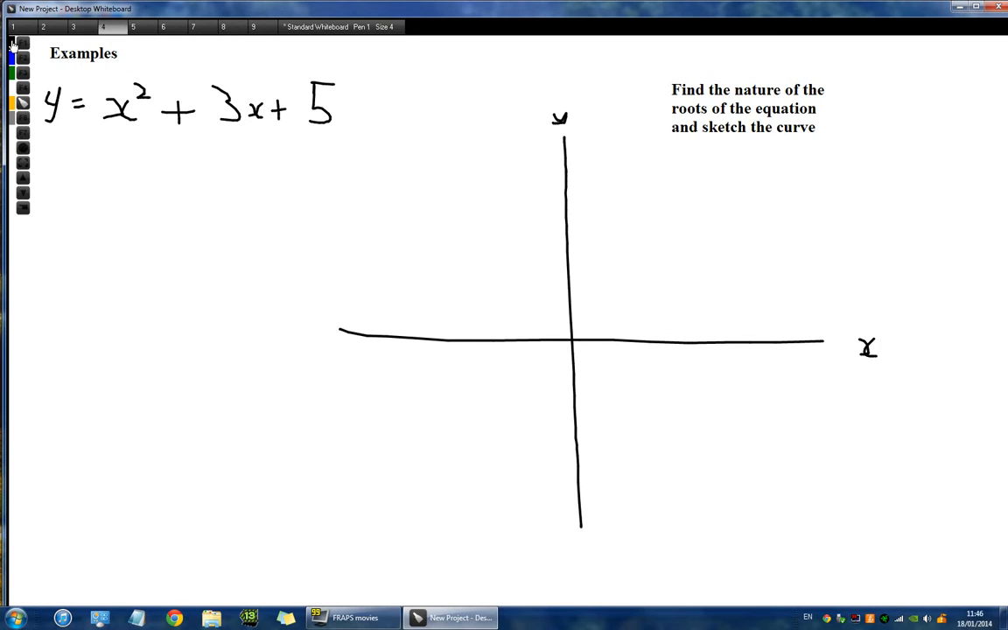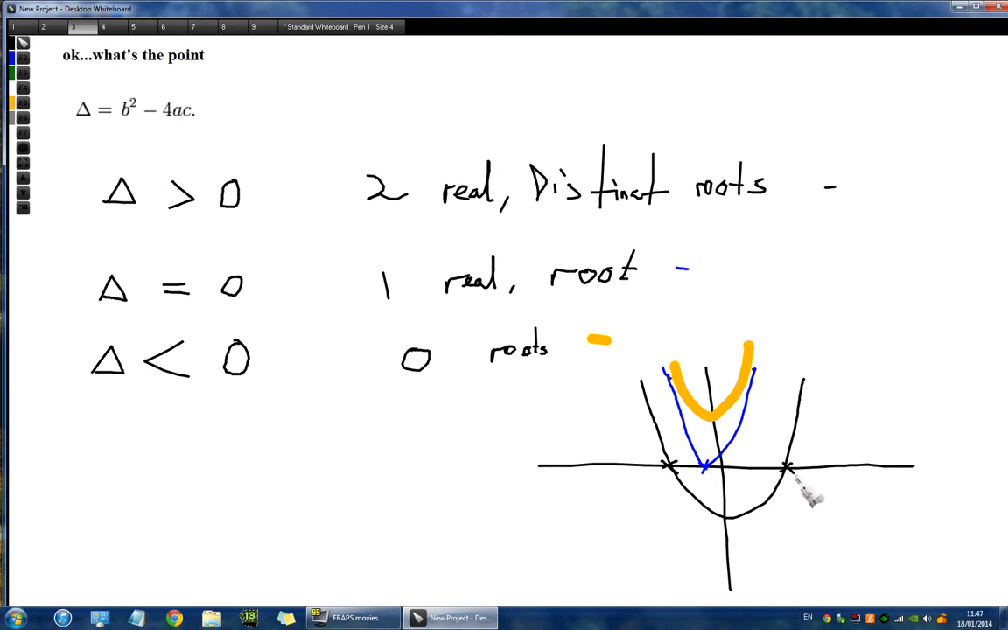So let's do an example then. Here we have a function, y equals x squared plus 3x plus 5. We want to find the nature of the roots of the equation and sketch the curve. Whenever you see something like find the nature of the roots, it wants you to say how many roots there are and whether or not they're distinct roots. Distinct means separate. So if we go back here, these are two distinct roots. Here, this root is not distinct, it's repeated. We have one repeated root.